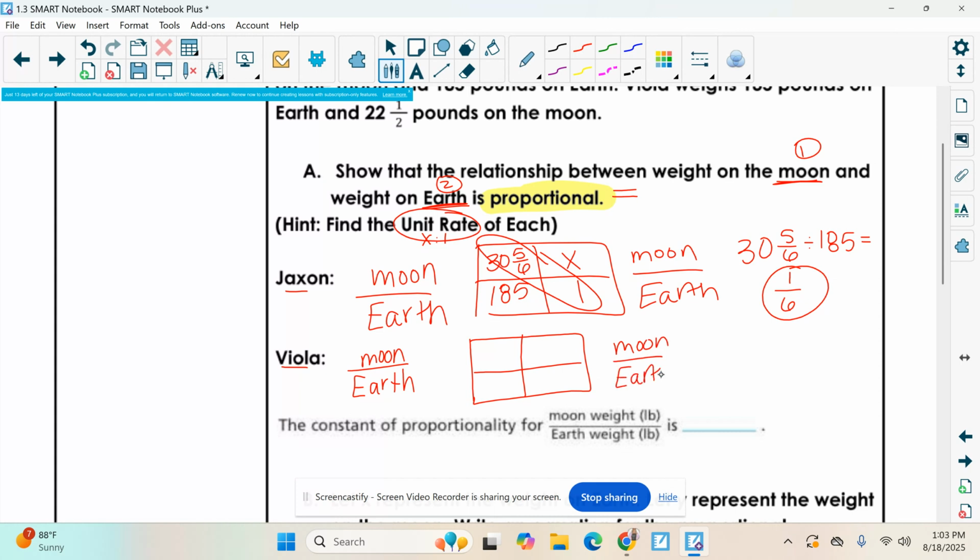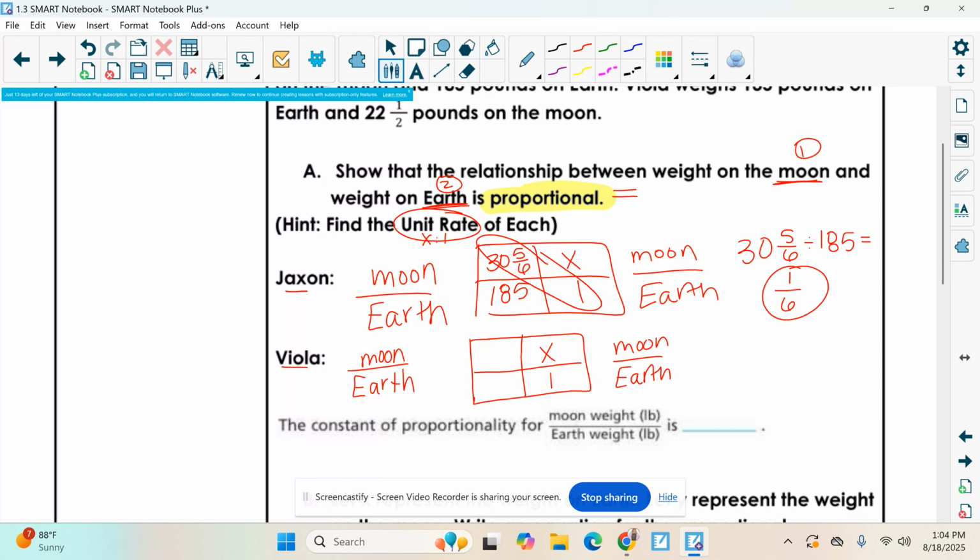And because we're finding unit rate, X goes here, 1 goes there. Then we're going to fill in our spots. How much does Viola weigh on the moon? How much does she weigh on the moon? On the moon.